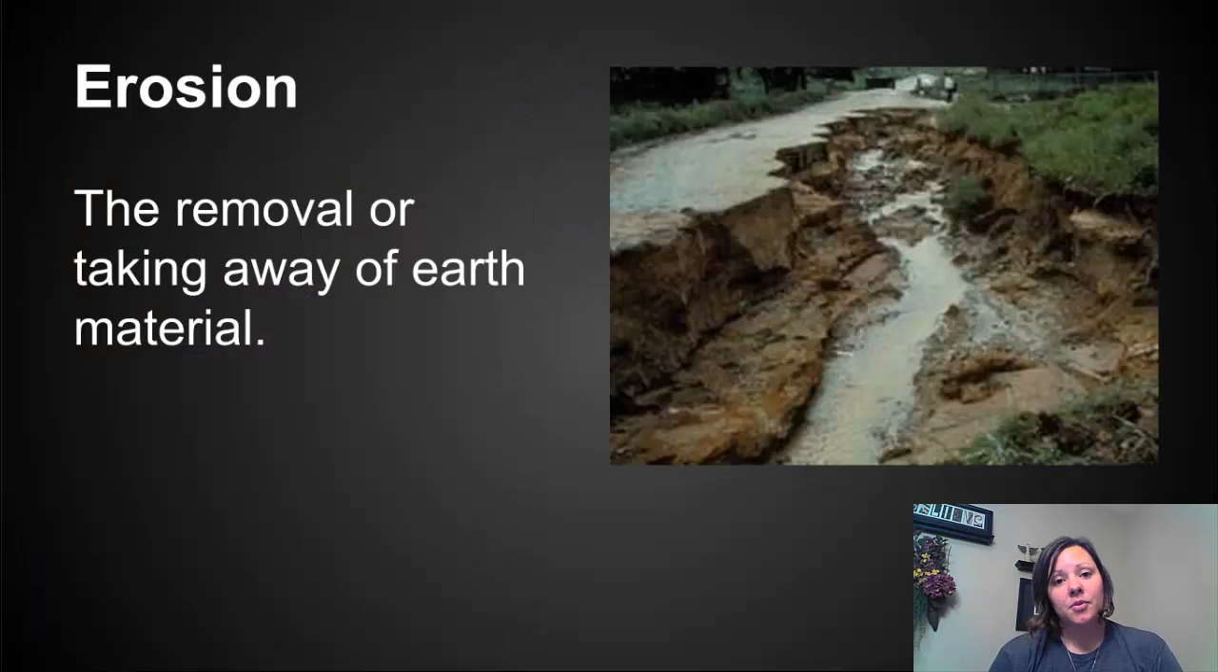What we're going to be looking at is erosion, which is the removal or takeaway of earth materials that have already been broken apart, that are already separated. When we're talking about the Grand Canyon, we first have to understand that the rock has to be weathered first and then eroded away. So erosion is just the removal or taking away of the earth sediment that's already broken off.